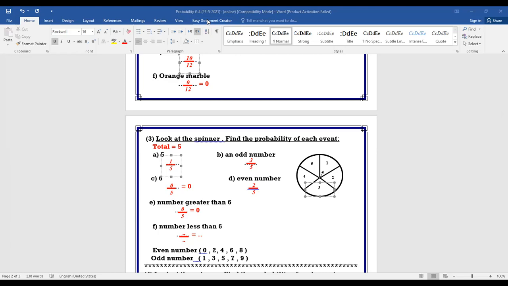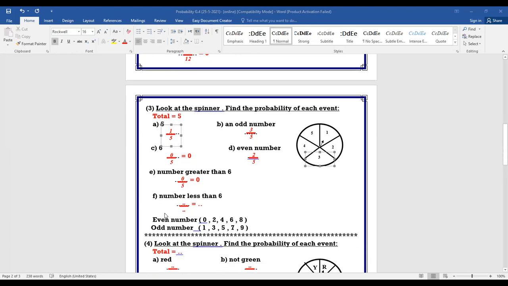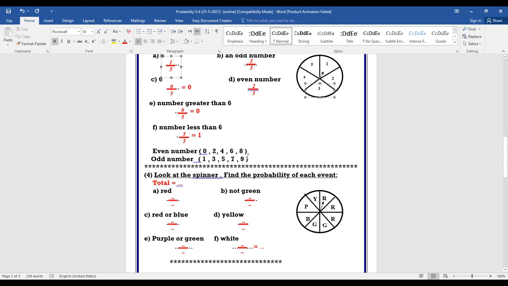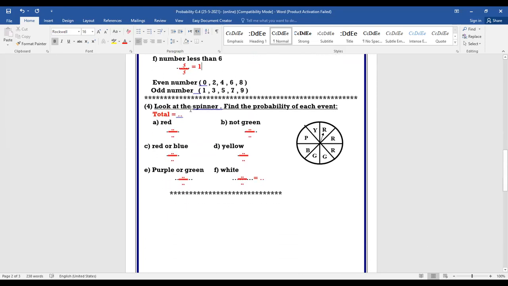Taher. Number less than 6. How many numbers less than 6 in this spinner? All of them. We have 5 numbers less than 6. It will be 5 out of 5, and any number over itself equals 1. It will be 5 over 5 equals 1. Thank you, Taher.